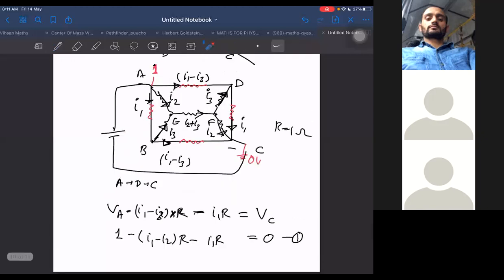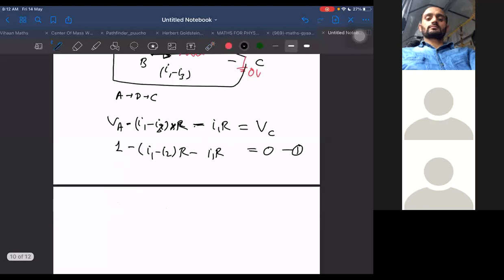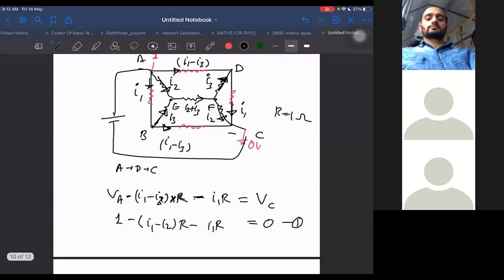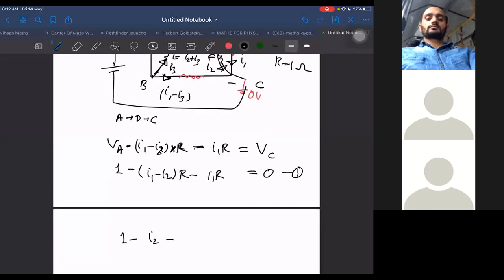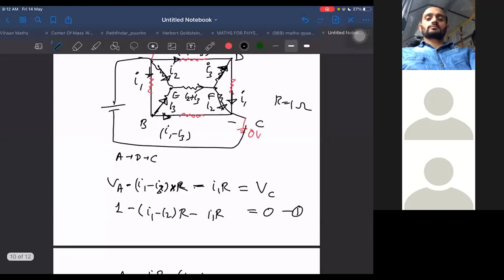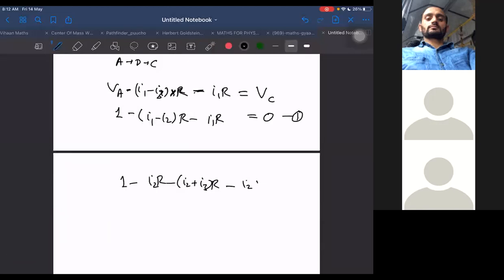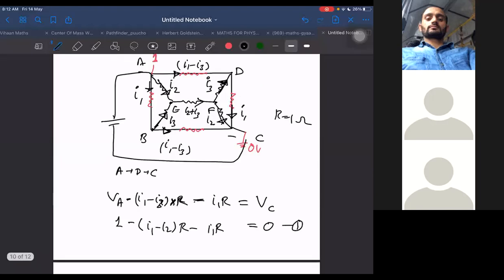How to do for which case now? This case. This case we get again 1 minus I2 minus (I2 plus I3) into R minus (I2 plus I3), I2 again, minus I2 into R is equal to 0. Second equation.